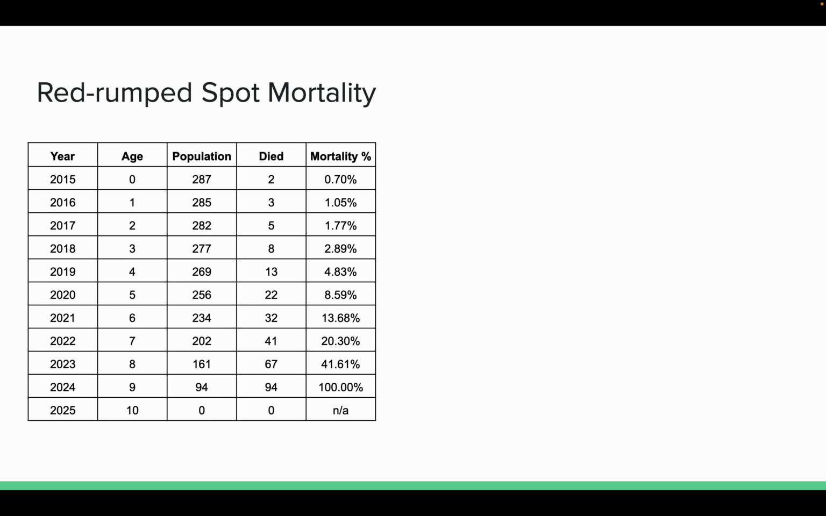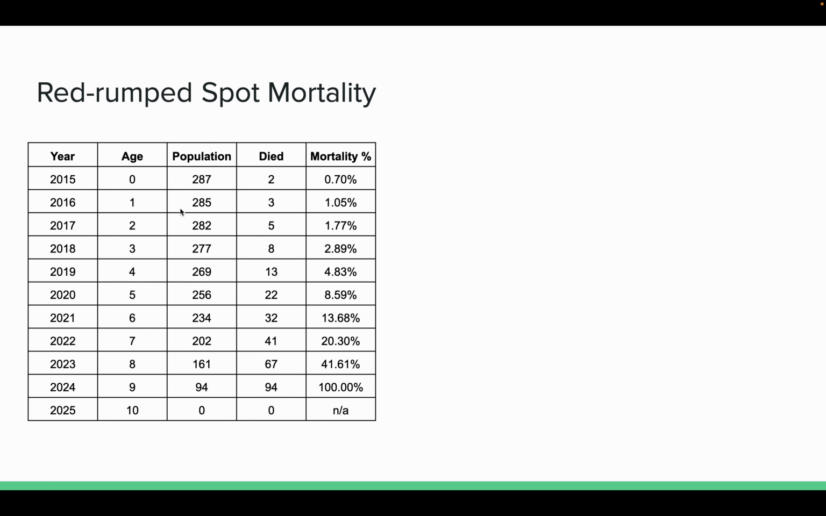Alright, so let's take a look at a cohort life table here. We're looking at the red-rumped spot mortality throughout time. So it's the cohort that was born in 2015, and we're tracking this subset of the population, the 2015 born subset, throughout their entire lifespan to when no more of them are alive in 2025. So in 2015, at age 0, 287 individuals were born. And then we just follow this through.